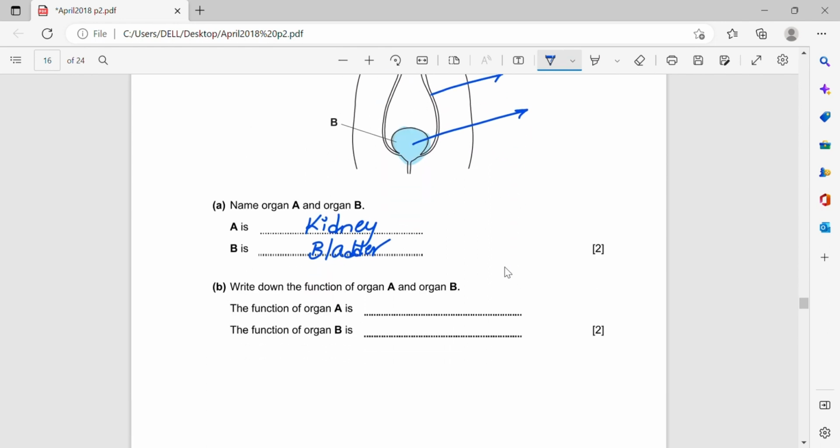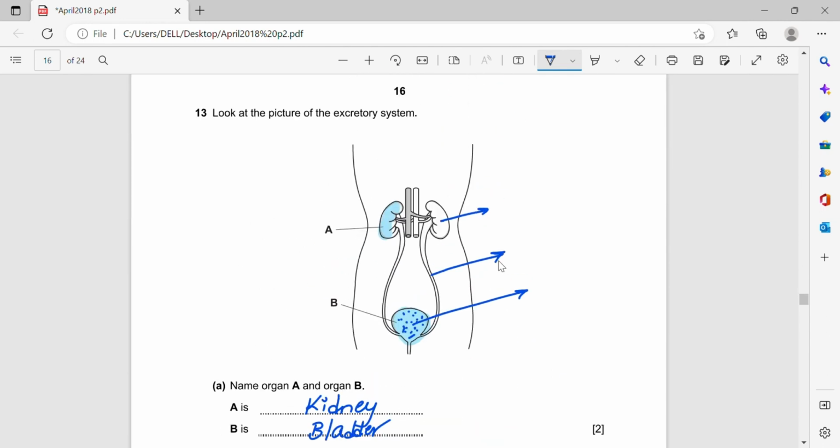Okay. Write down the function of organ A and organ B. What does organ A do? What do the kidneys do? The kidneys filter the blood, or clean up the blood. Now the function of organ B. What does organ B do? It stores the urine. So organ B stores the urine. So the excretory system has the kidney, the ureter, and the urinary bladder.